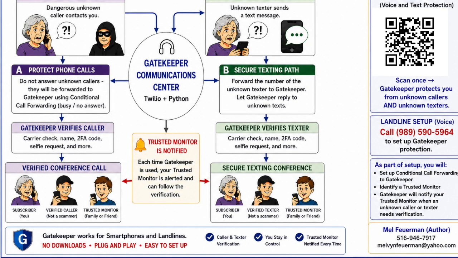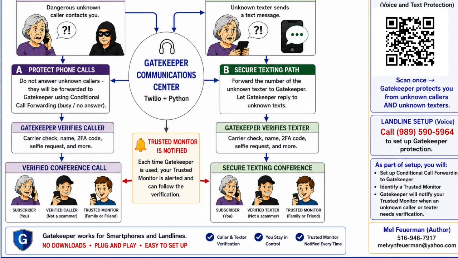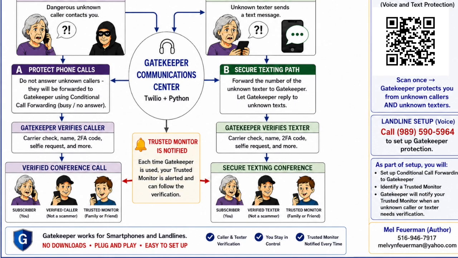Great. So when the unknown caller is verified, Gatekeeper sets up a secure conference call, and in the conference call we have the subscriber, the unknown caller, and a trusted monitor. They're all on a conference call, so the trusted monitor can listen into the conversation, which is really neat.